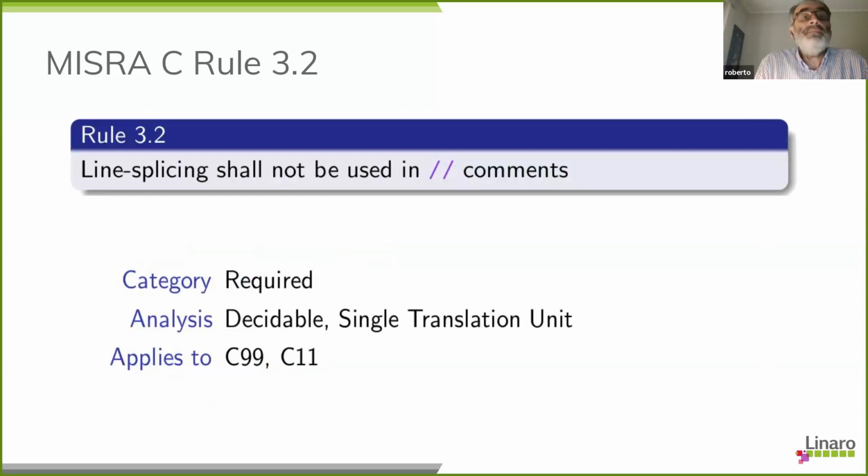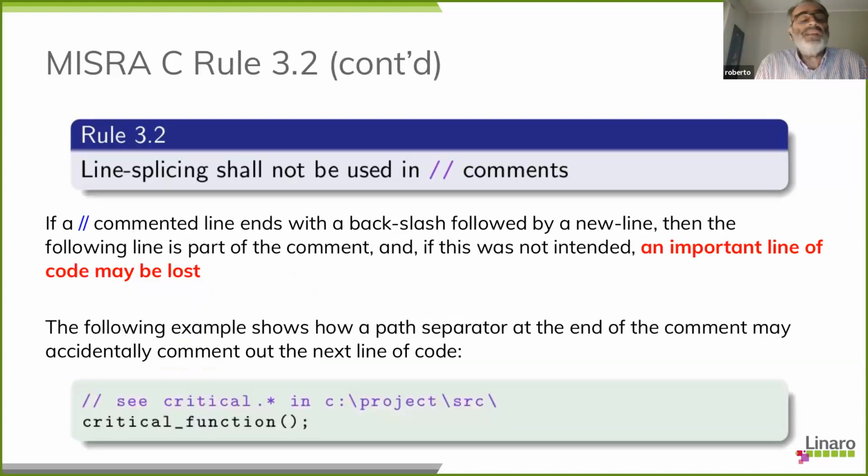A completely different rule. It's about comments. One might think, hey, what might be the problem with comments? Rule 3.2 says line splicing shall not be used in // comments. And the reason is line splicing is when you have a physical source line of code terminating in a backslash. When this happens, the subsequent line is taken as a continuation of the previous line. So here we see a potential problem. The intention was simply to specify a folder in C syntax, but the backslash in the comment is such that critical function becomes part of the comment. Critical function was presumably critical and it had to be called, but it will not be called because it's part of a comment. So that's why we have rule 3.2.